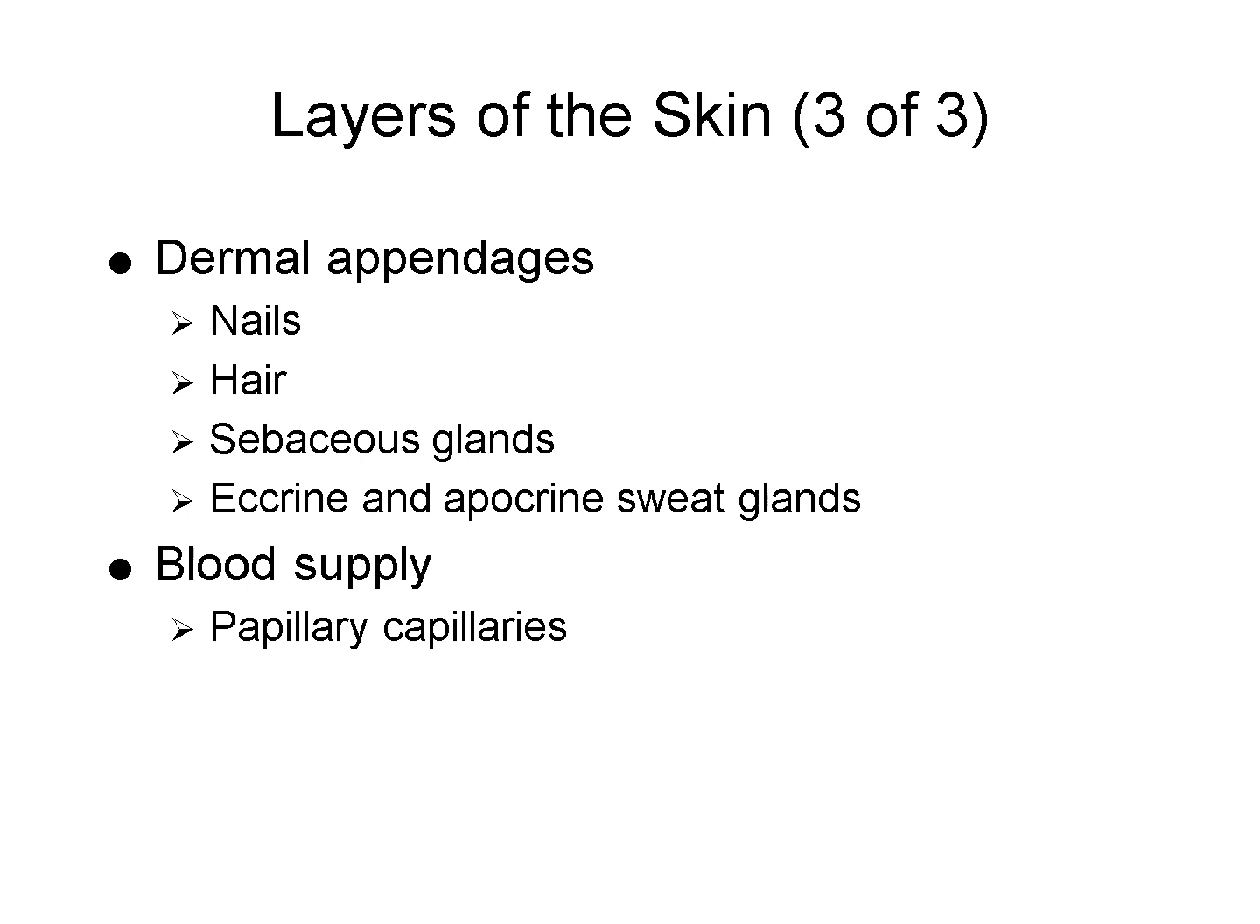Dermal appendages are specialized structures found within the dermis. These include hair follicles, sebaceous glands, nails, and both eccrine and apocrine sweat glands. Each plays a role in thermoregulation, waste excretion, and protection. The dermis also contains papillary capillaries, which nourish the epidermis.